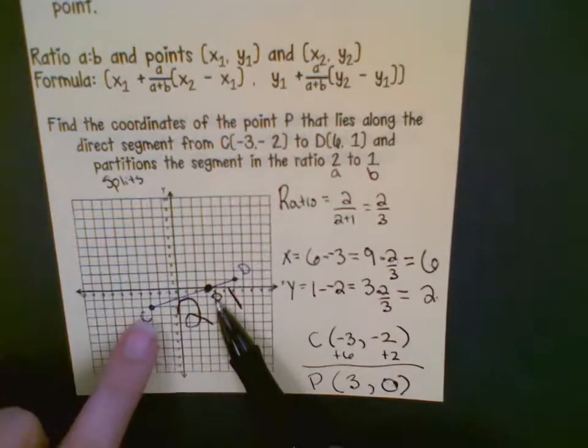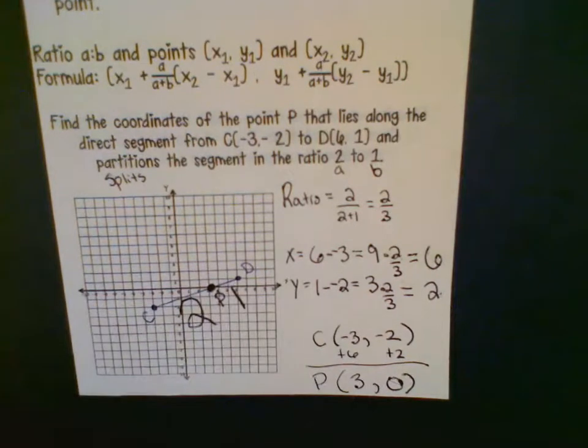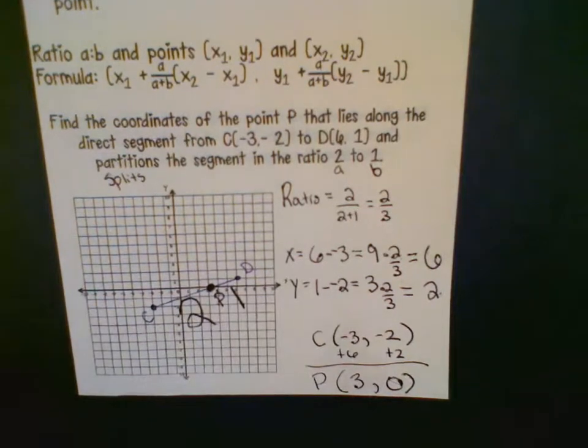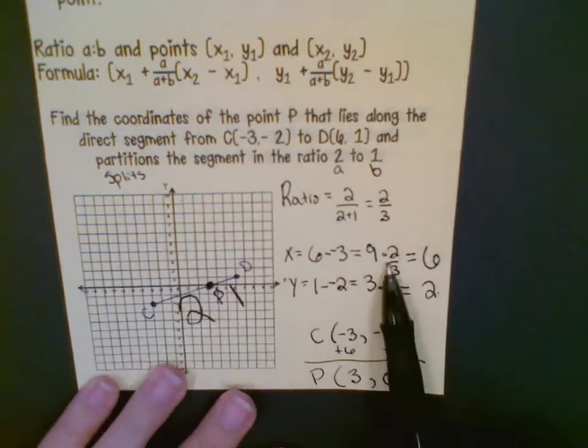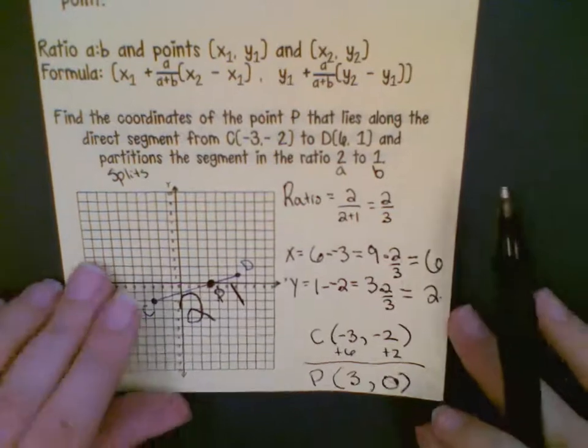So point P splits it into a ratio. This piece is twice as big as that piece. And that's it. What we have to do is find the difference, multiply by a ratio, add that number to our original point. So let's go ahead and try another example.